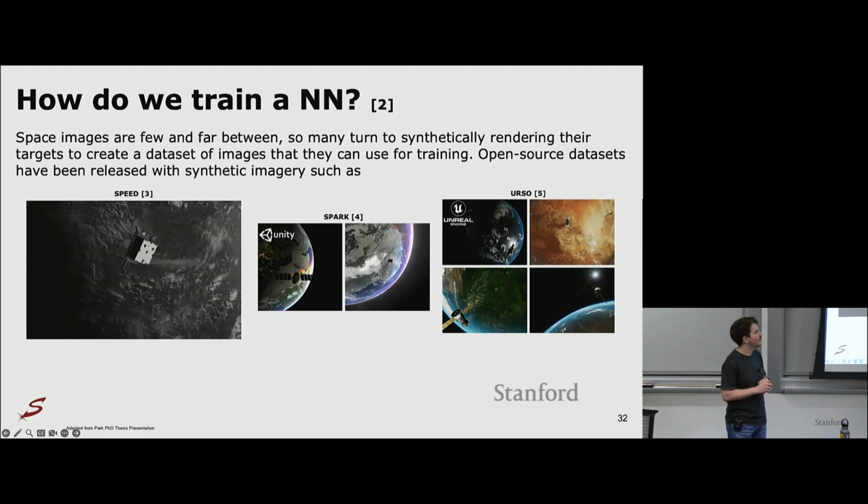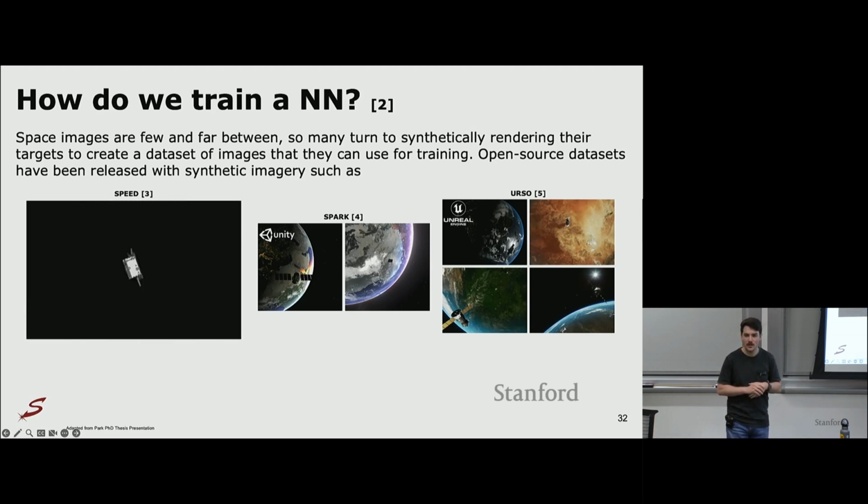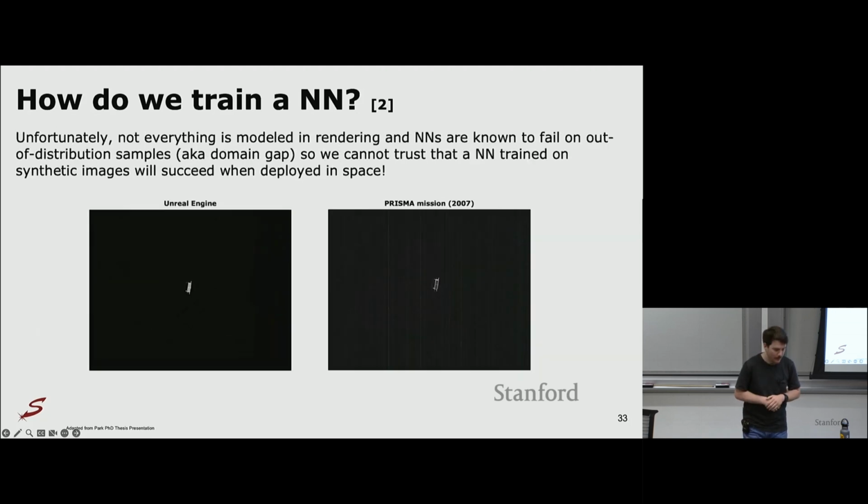So a lot of people turn to synthetic images. What you do is you get some sort of rendering of your target, and you put it in different relative positions, and then you train your neural network on that. Sounds great. Not really. There's a problem when we train neural networks on synthetic images, and this is called the domain gap. That's the difference between synthetically generated images and true images.